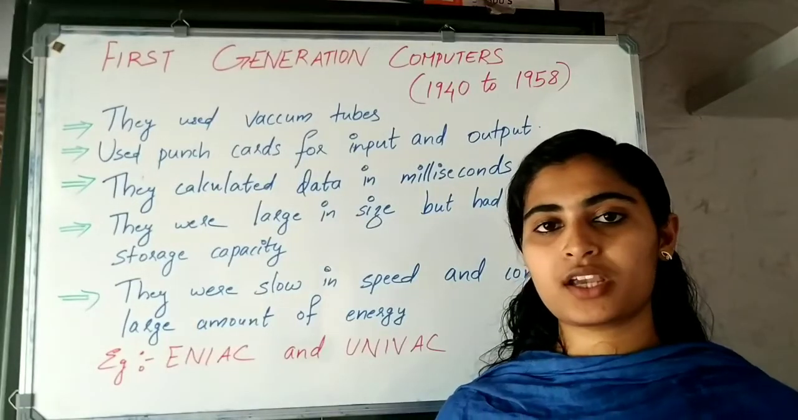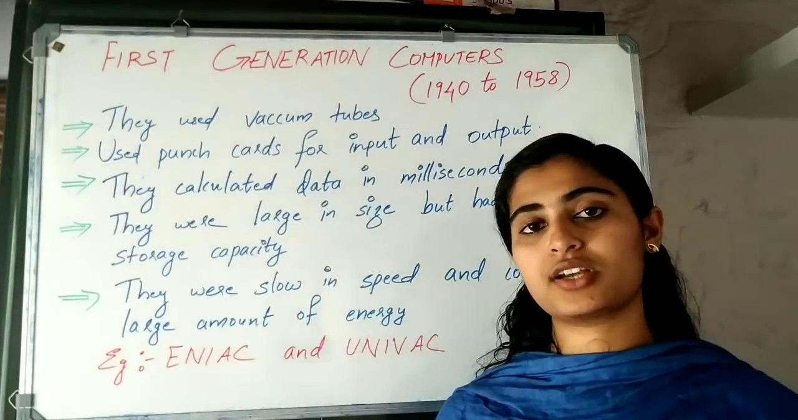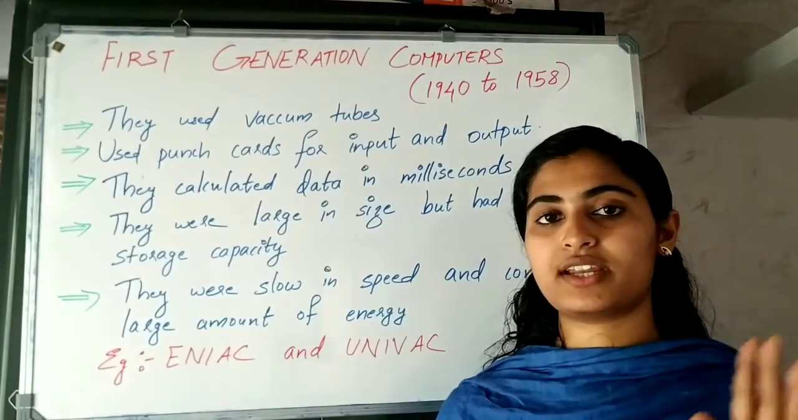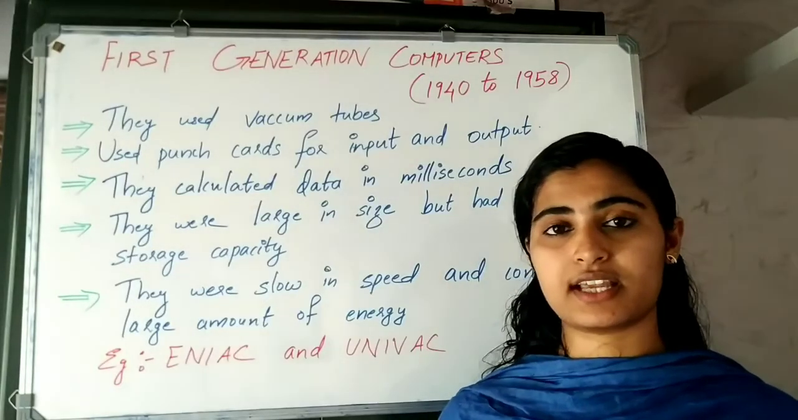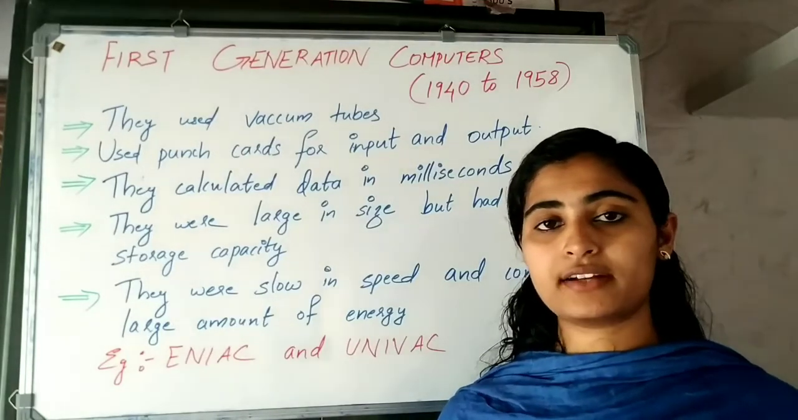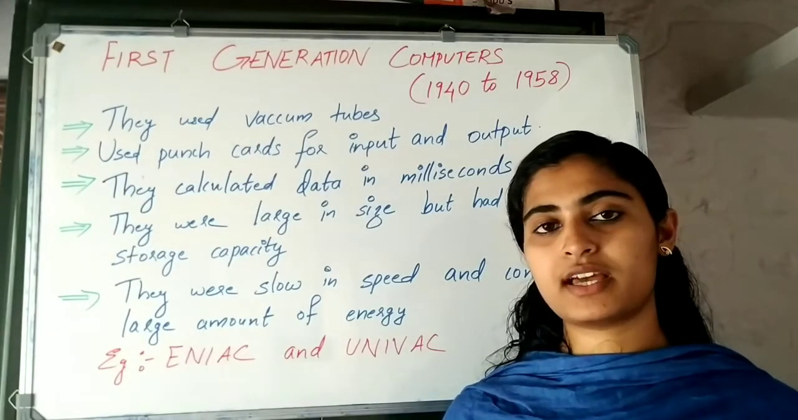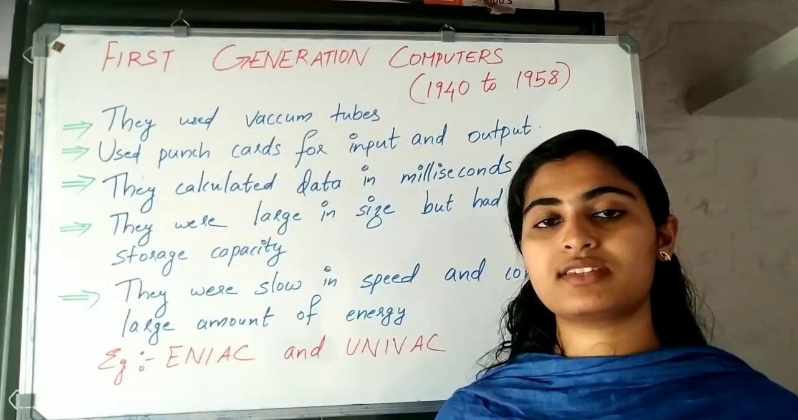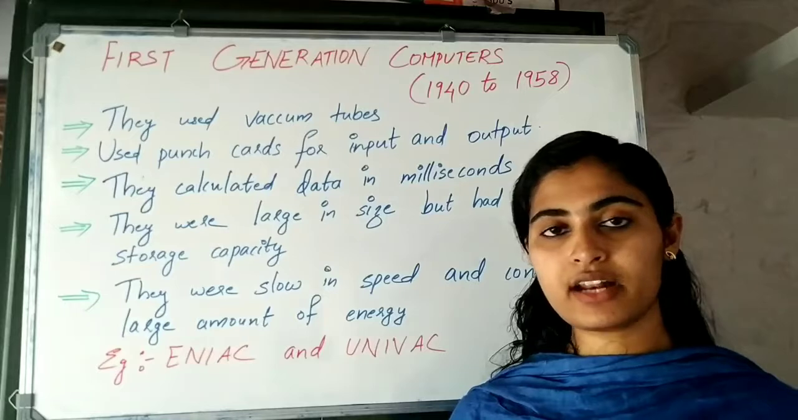Then what did we study? We studied that there are 5 generations of computers: first generation, second generation, third generation, fourth generation and fifth generation computers. Then we studied on what factors we can compare each generation: technology, size, appearance, storage capacity and energy consumption. So this was what we studied in our last class.